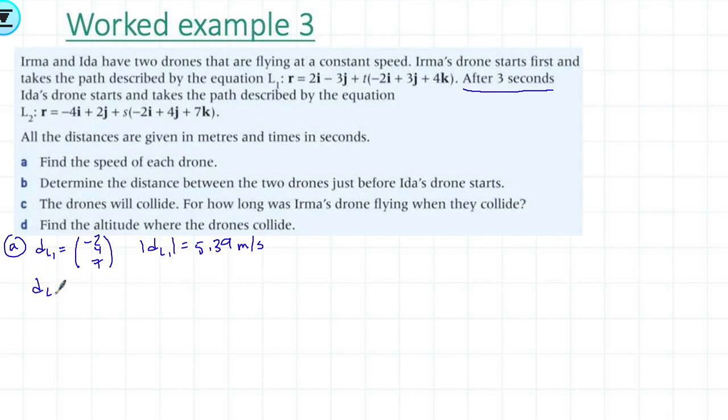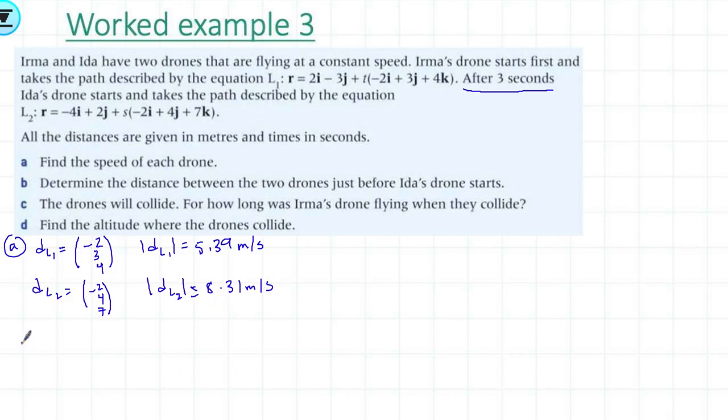And then the same thing for L2. The direction vector is, oh, sorry, I swapped them around. The direction vector here is -2, 3, 4. And the direction vector for the second one is -2, 4, and 7. So the magnitude of L2, if we calculate it, is 8.31 meters per second. That's the speed.